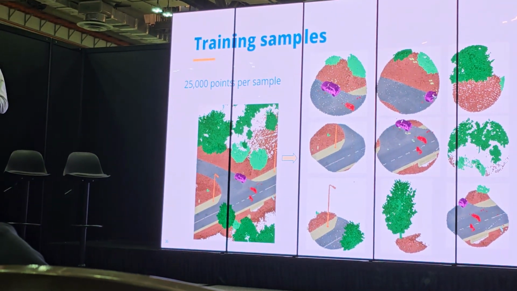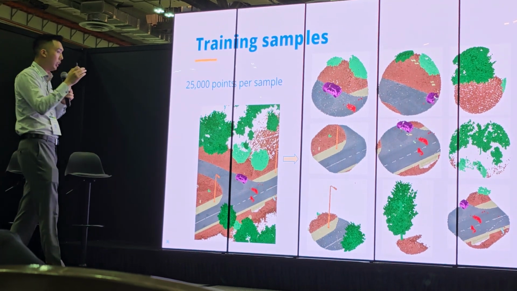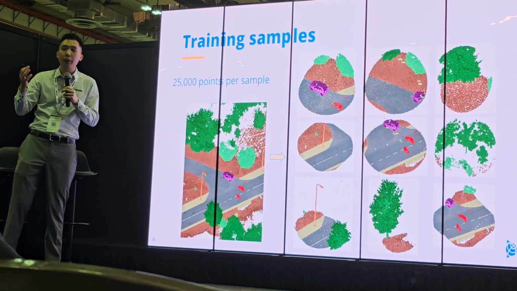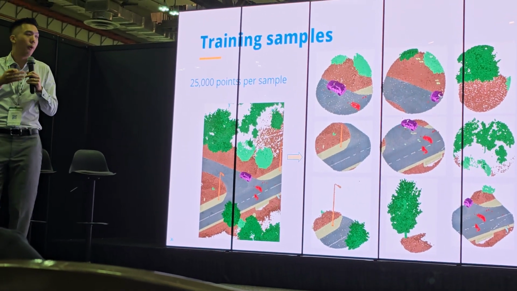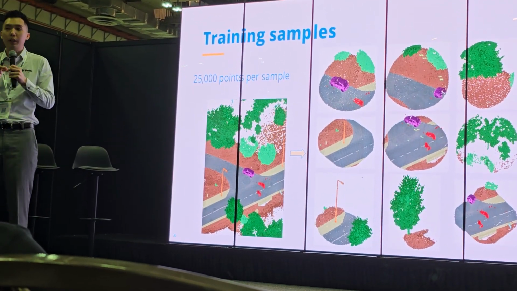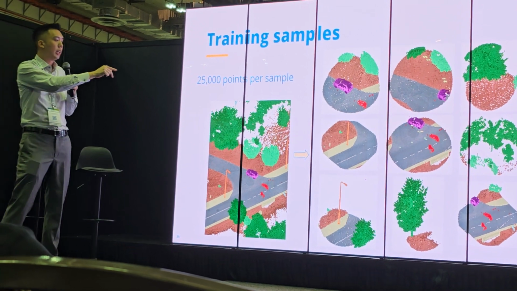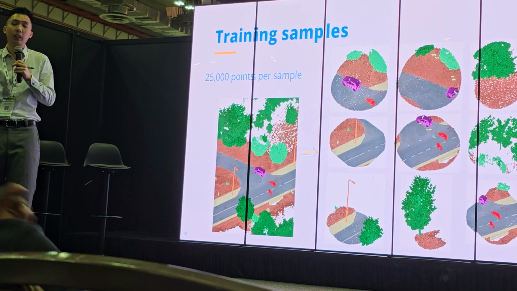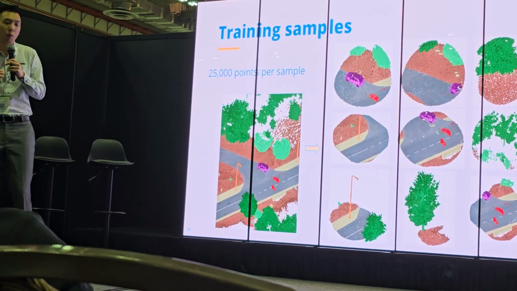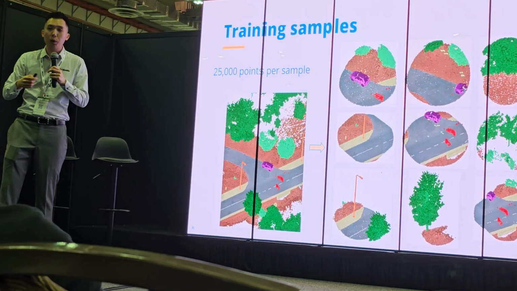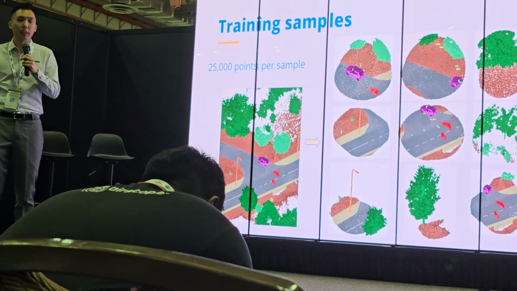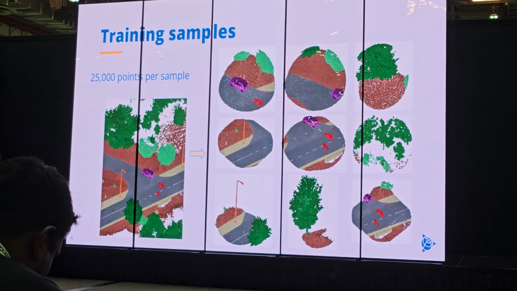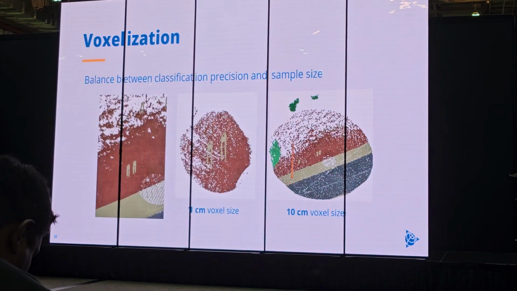So how the software works is it actually samples down your point cloud data into 25,000 points per sample, and from there it tries to detect the different features that you have trained based on the samples that you have provided to the software. So that way you won't be working with a huge data set of point cloud, but it samples it down and then tries to detect the different features within the point cloud.